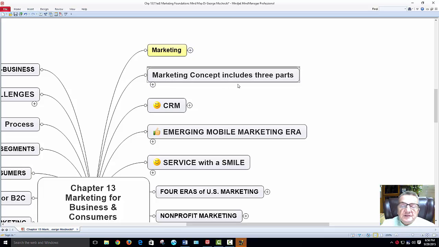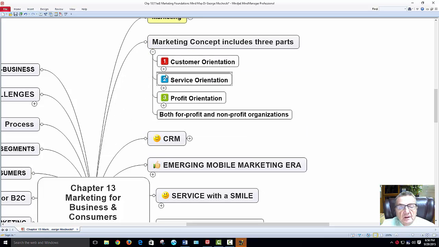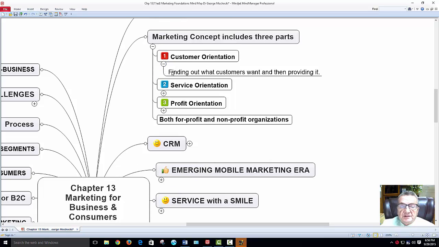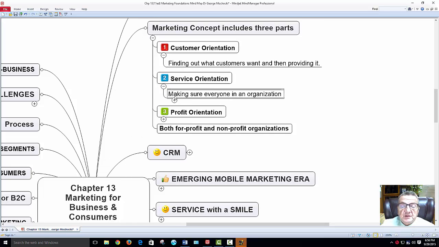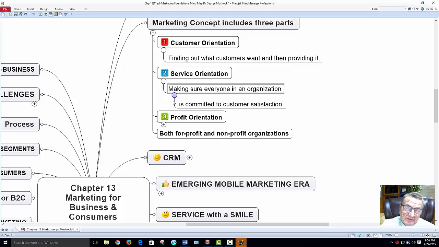All right? But there's so many people going on there, and they try to respond to everything. Okay, the marketing concept includes 3 parts. Customer orientation, you got to need the customer. Find out what customers want and provide it. That's the market and the need. Service orientation, customers want to be serviced, making sure everyone in the organization is committed to customer satisfaction.